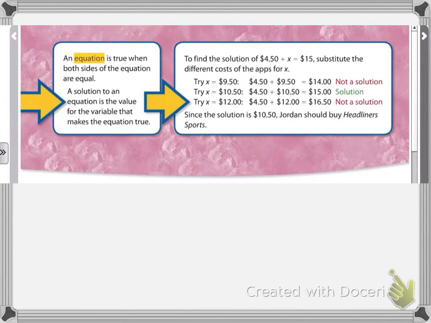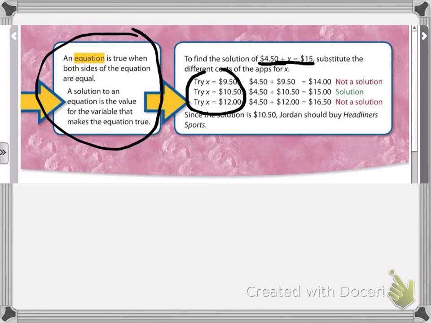As we get started here, let's review what an equation means. An equation is true when both sides of the equation are equal. So we have our problem here, and they gave us some possible solutions to try. We're just going to solve for x. Then we have to check: does the value for x make the equation equal $15? That would mean the equation is true.